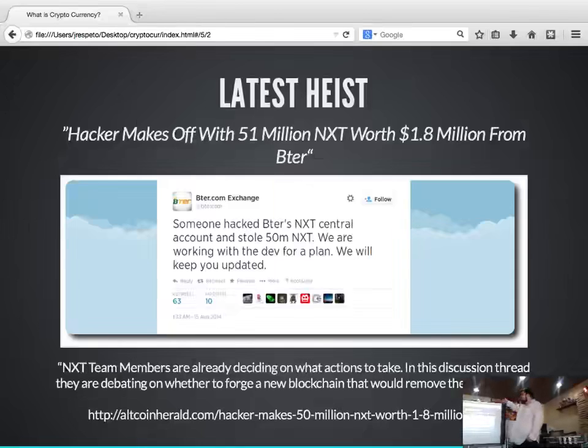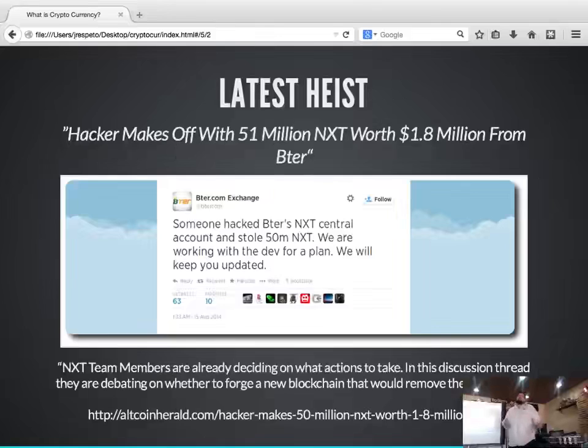NXT is an asset exchange system. I was actually on cryptostocks. What's the site, cryptostocks.net? Okay, cryptostocks.net, right? I was on there trading Litecoins. I bought what I thought was good stock.